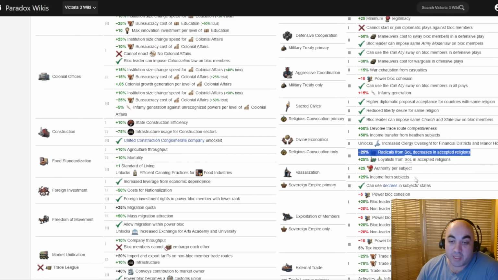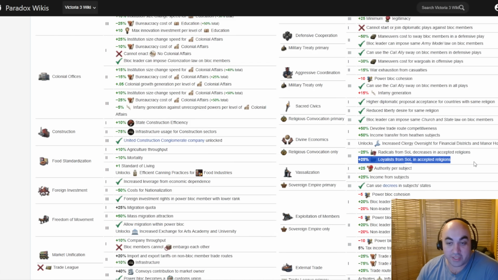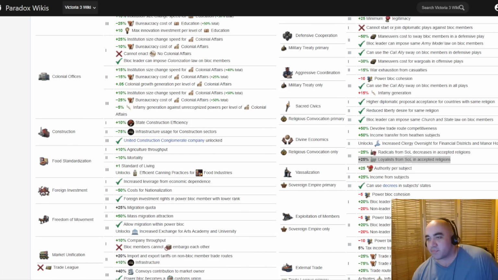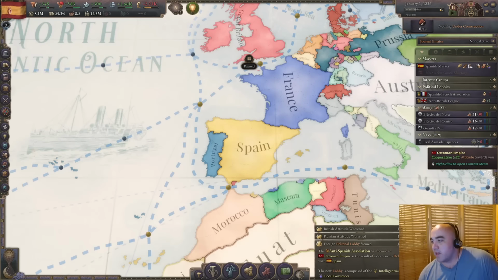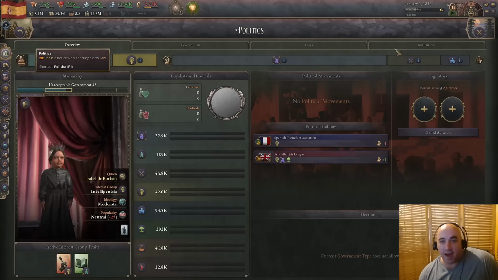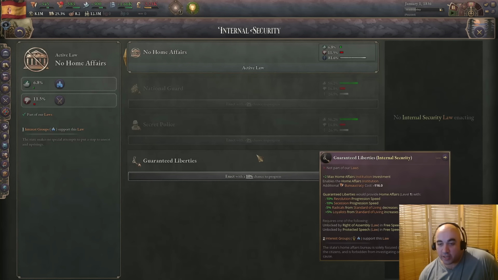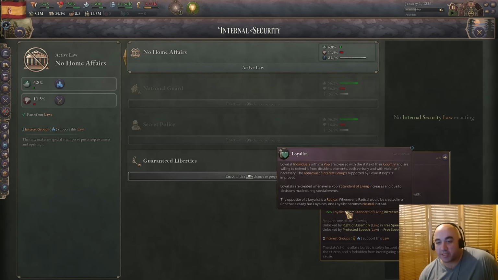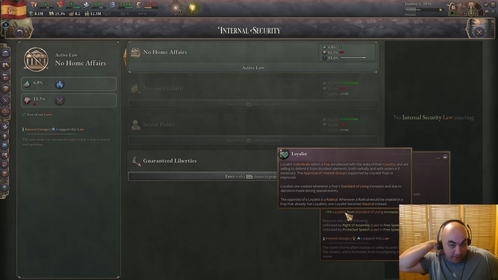But the biggest thing is going to be this minus radicals from SOL decreases in accepted religions, and plus loyalists in accepted religions. This combined with all the various conversion modifiers you're going to be getting from various things like your schools, the block itself, and all this type of stuff is going to make this a really substantive amount. This is equivalent of doubling, if I'm not mistaken about the numbers. I believe it is the equivalent of doing the same as a level 5 on guaranteed liberties, where I think each one of these is giving 5%, at least in your accepted religions, and so this is going to be quite strong.